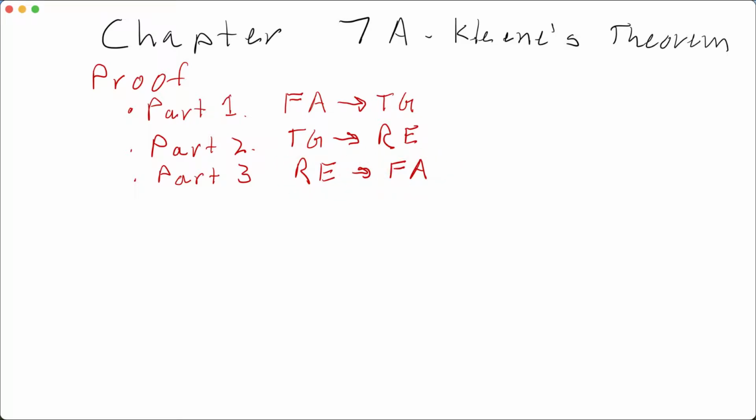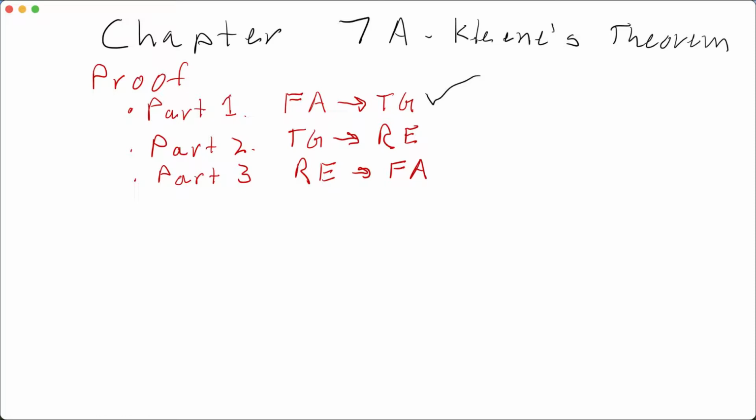So let's do part 1. And you know what? Part 1 is actually already done. Just by definition, all finite automata are also transition graphs. Transition graphs include extra things like multiple start states, null transitions, and non-determinism, but they also include finite automata. So by definition, all finite automata are transition graphs. So now we're done with part 1.